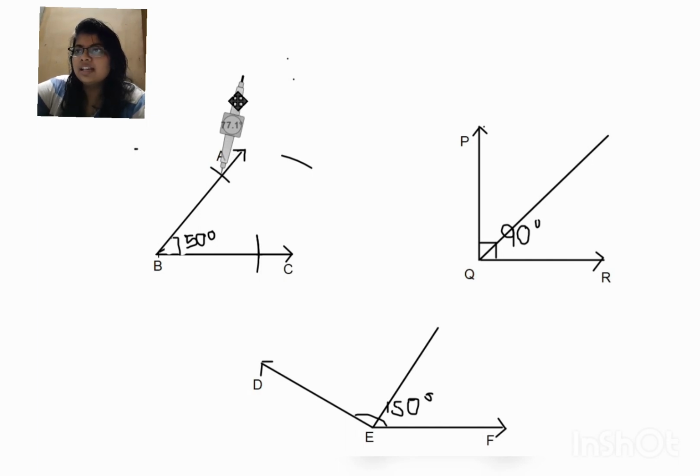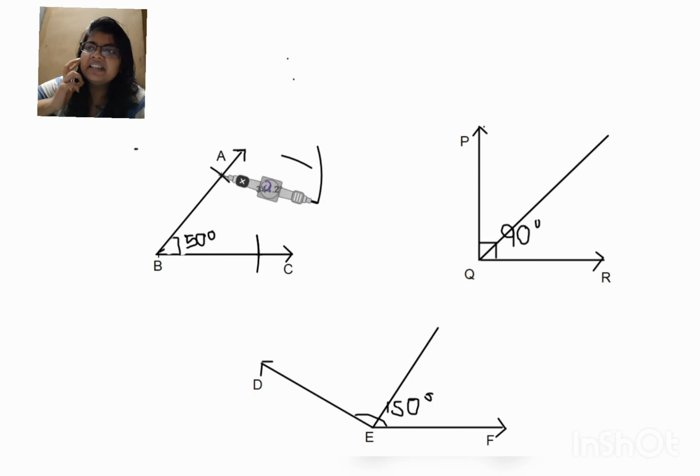As you can see on the screen, when I'm making the arc, my arcs fail to intersect each other. So what will I do? I will place my compass back again on the arc of BC and extend the arc such that they both intersect at a common point. Now as you can see, I'm moving my compass. I want you all to follow me.